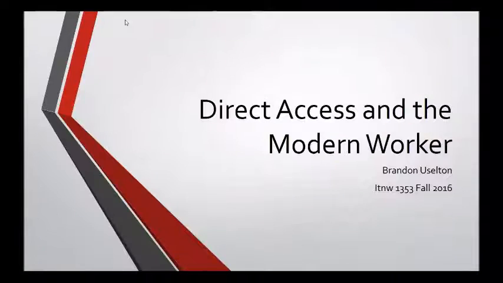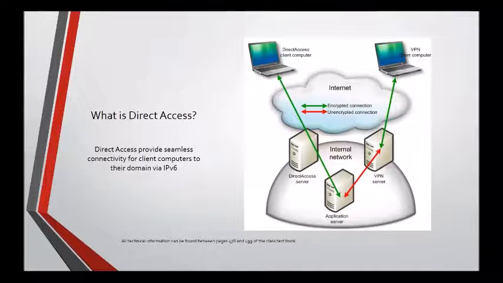Direct access and the modern worker. Direct access is a VPN solution that provides seamless connectivity for client computers or client servers to their domain via IPv6. Unlike older VPN solutions that require the user to initiate the connection, IPv6 allows for complete unhindered access to network resources without the user having to initiate the connection. Essentially, from the user side of the experience, it is as if they are plugged in directly to the network at the office.